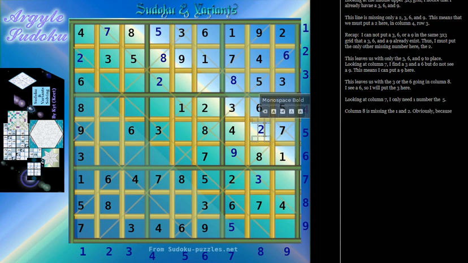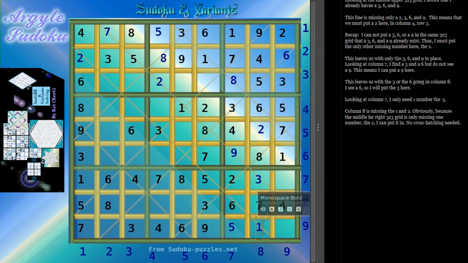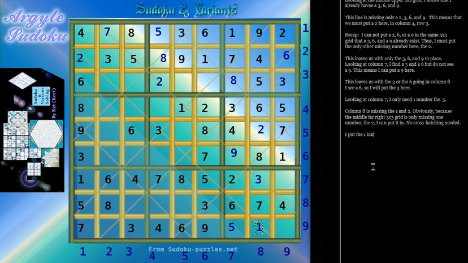Obviously, because the middle far right 3 by 3 grid is only missing one number, the 2, I can put it in. No cross hatching needed. I put the 1 in row 9, column 8, and move on.